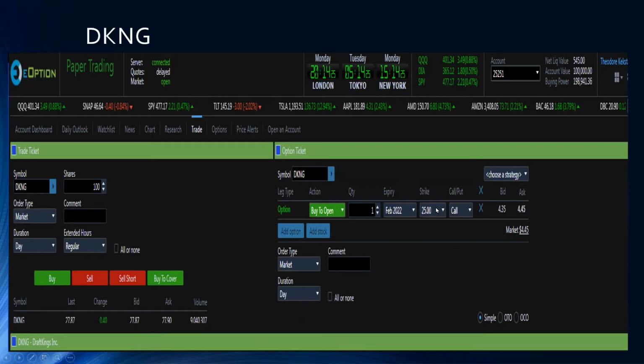We have the strike price of $25, and we have a call once again, because remember, our other examples are bullish positions, buying calls. The market at the time of this was 4.35 bid, 4.45 ask. So the market price would be 4.45 to purchase. Once again, it was a market order, and a simple one.